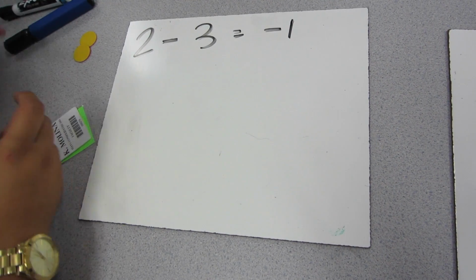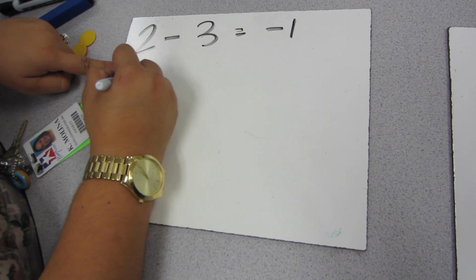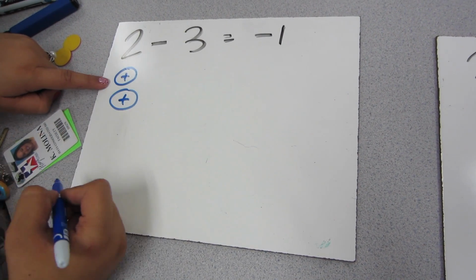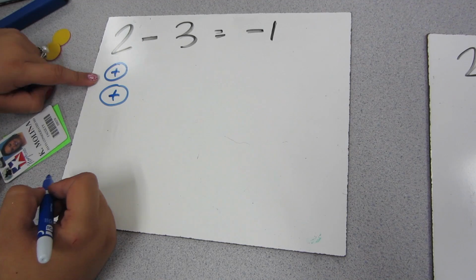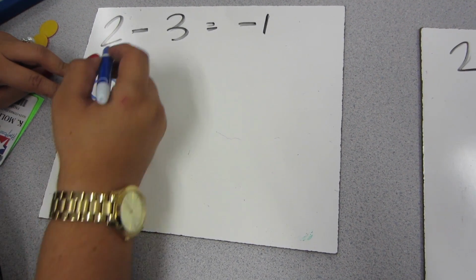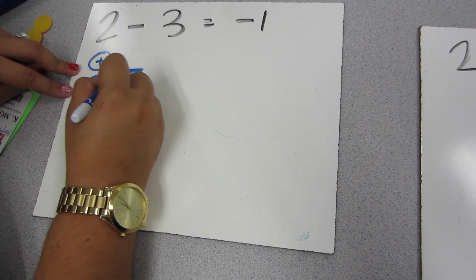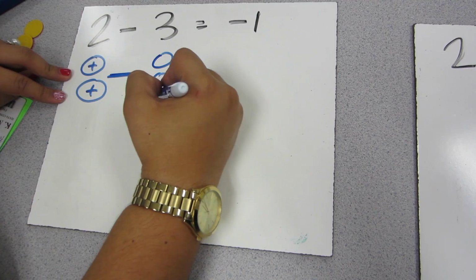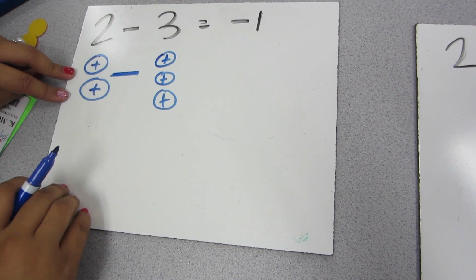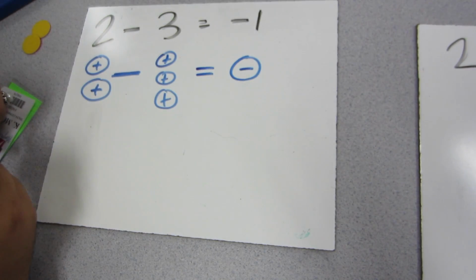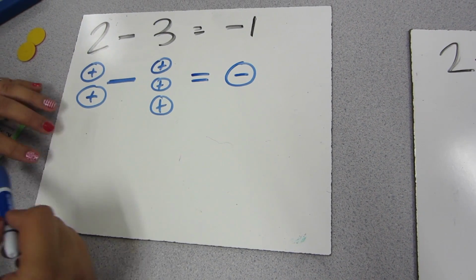So this time I'm going to draw everything. So I have 2 positives, and I'm just going to draw them like my little coins and then put positive signs in them. Those look like positive protons. They do, just like in science, right? Wasn't that cool? Then I'm going to draw my subtraction sign, right? And then my 3 positives. Okay? And then put this equals, of course, 1 negative.